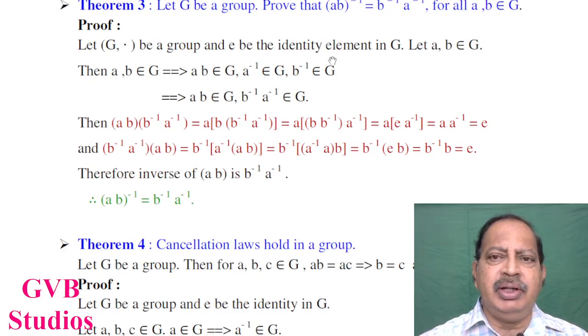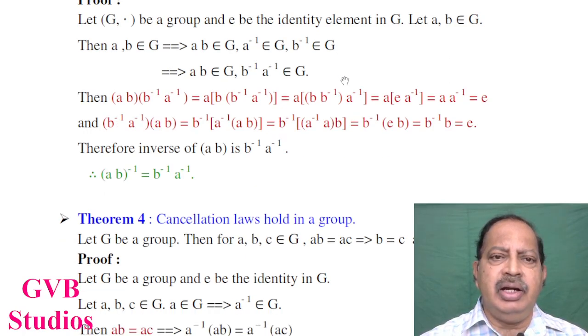Let G be a group and E be the identity element in G. Always we write the symbol E for the identity element. Let A, B belong to G. I am taking two arbitrary elements in the group. A, B belong to G implies A dot B belongs to G, A inverse belongs to G, B inverse belongs to G. I am using the closure property for these elements. A inverse belongs to G and B inverse belongs to G implies B inverse dot A inverse belongs to G.